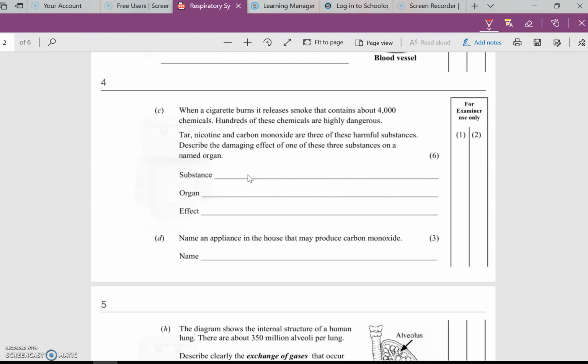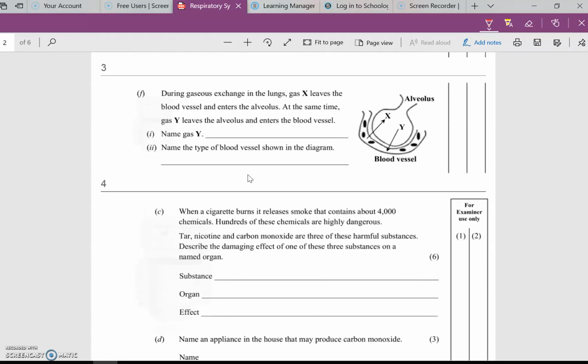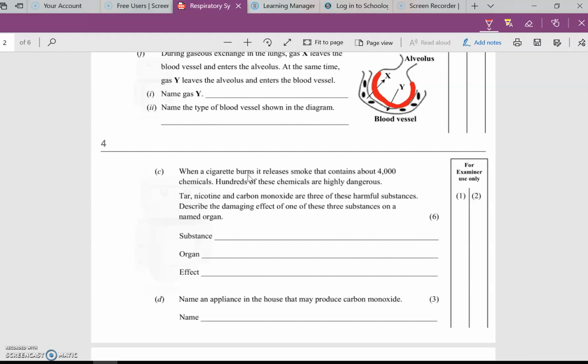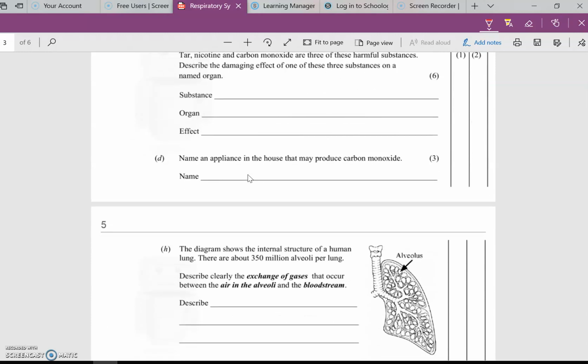That means, if we link to the previous one, if you have a layer of tar along the inside of your alveoli, it's much more difficult for the oxygen and the carbon dioxide to get in and out of your blood vessels into your alveoli, which means you'll have to breathe more to try and get that oxygen into your bloodstream and get the carbon dioxide out. So it's going to be much more difficult for your lungs to do the job that they're required to do. Okay.